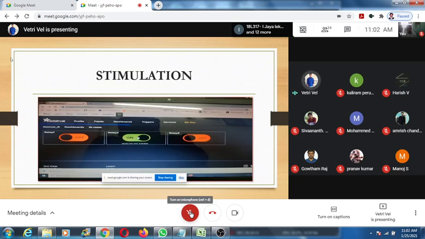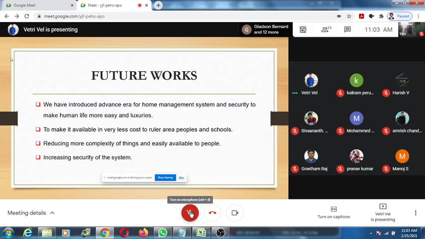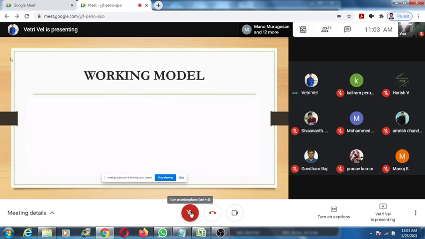In the simulation, with Adafruit, if you turn on the appliance in the photo, the relay will be on and off. To know whether the appliance is in on or off condition, you can know by using this software. The future work of ours is that we have introduced an advanced era in home management systems and security, making human life easier and more luxurious, at less cost for rural areas and schools, reducing complexity, being easily available to people, and increasing security systems. And this is our working model.